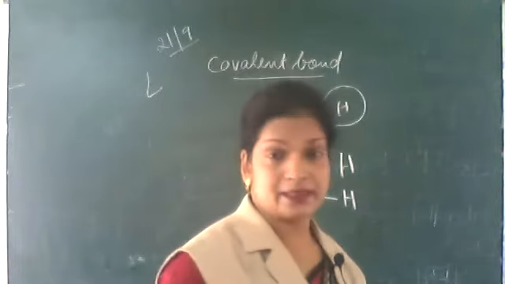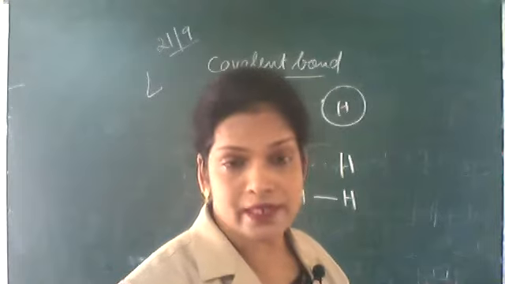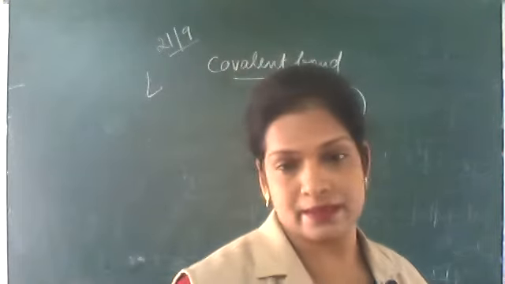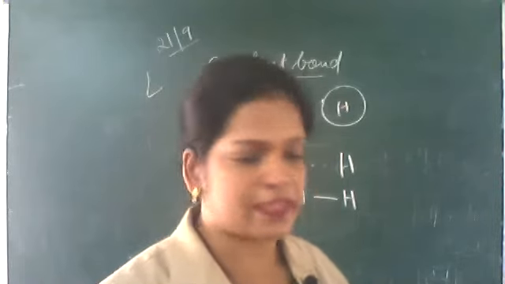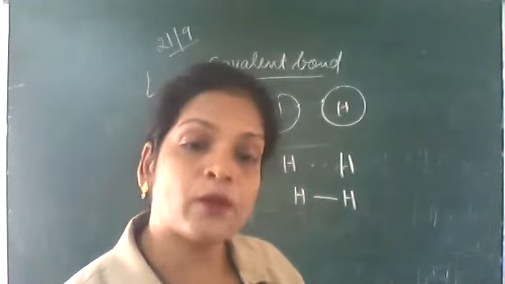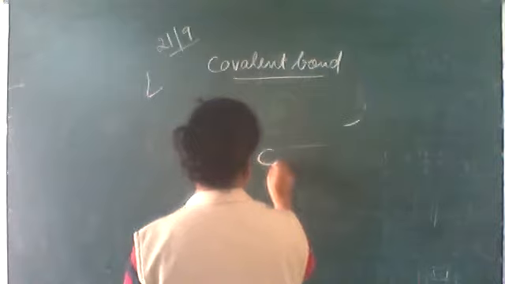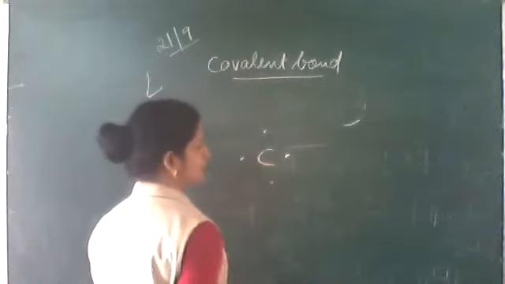Now consider chlorine. Again, both chlorines are the same. And if between two atoms there is not much difference between their electronegativities, then also it is a covalent bond. For example, CCl4, carbon tetrachloride.